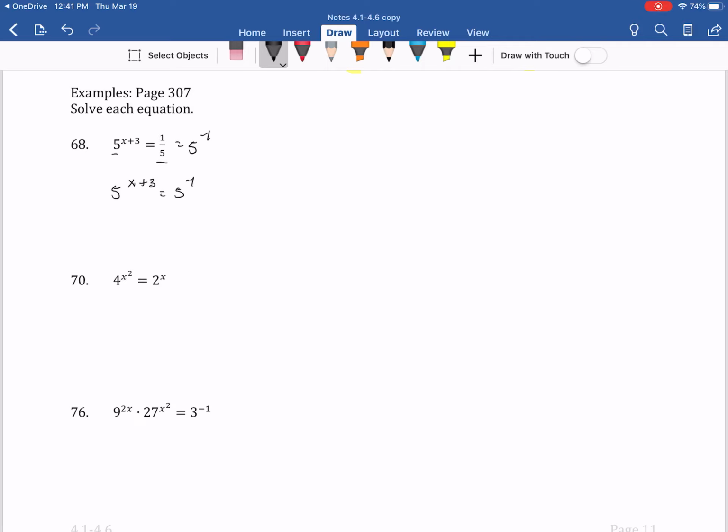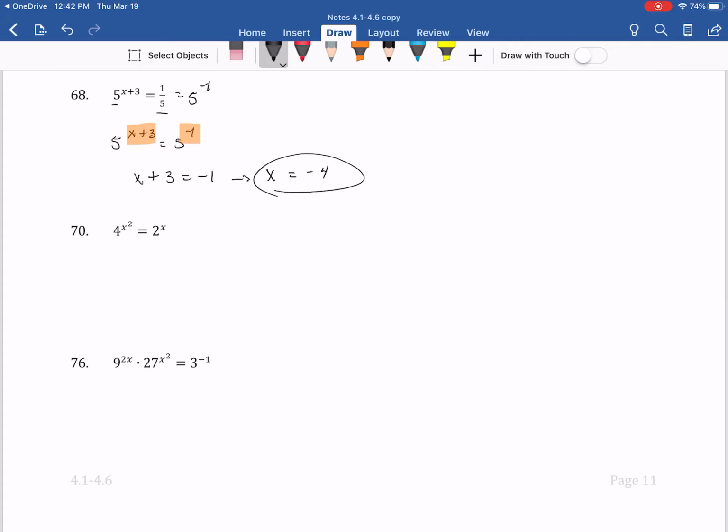Now that you've got the same bases on both sides, the bases drop off, and you can make an equation out of the exponents. And so the exponents give you the equation x plus 3 equals negative 1, or x equals negative 4. And that's your answer.